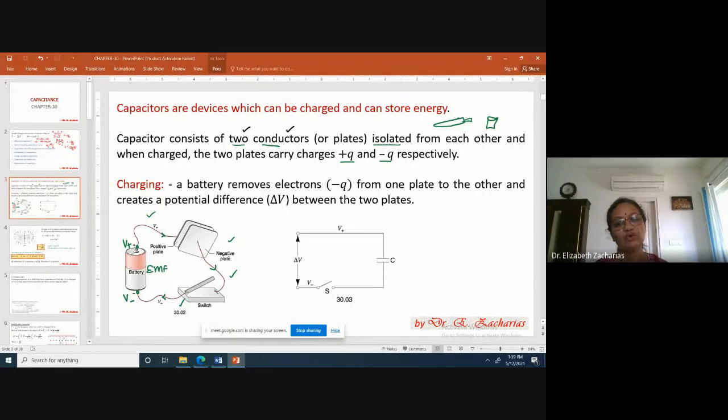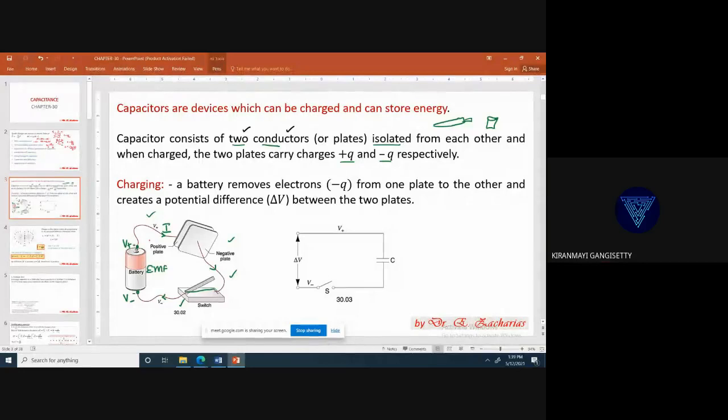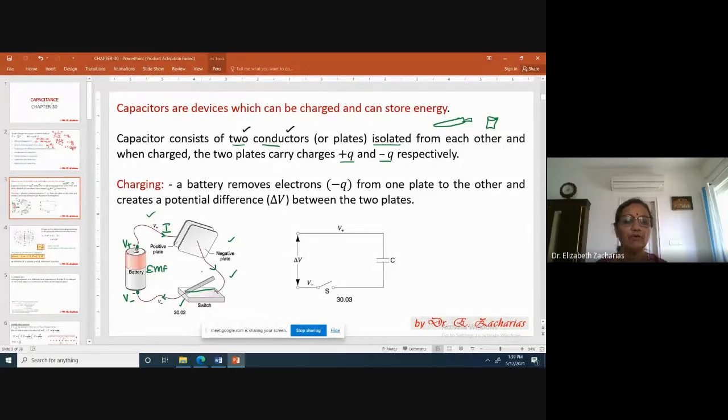And here is a switch, you can close it. If you close it, then the flow of current is in this direction. What will be the direction of the flow of electrons? Anyone? Opposite to the direction of current. The flow of electrons will be in the opposite direction.